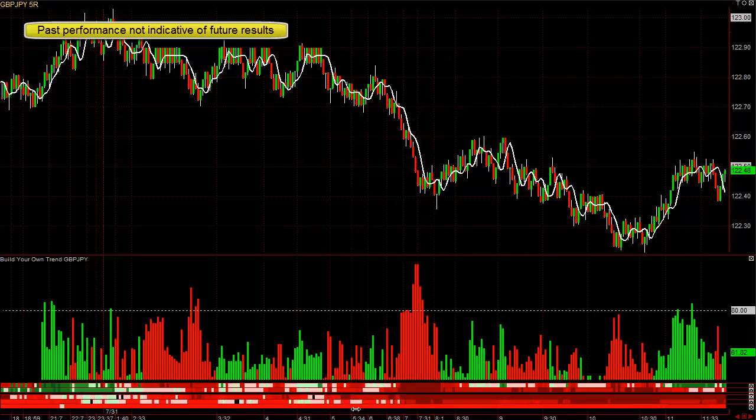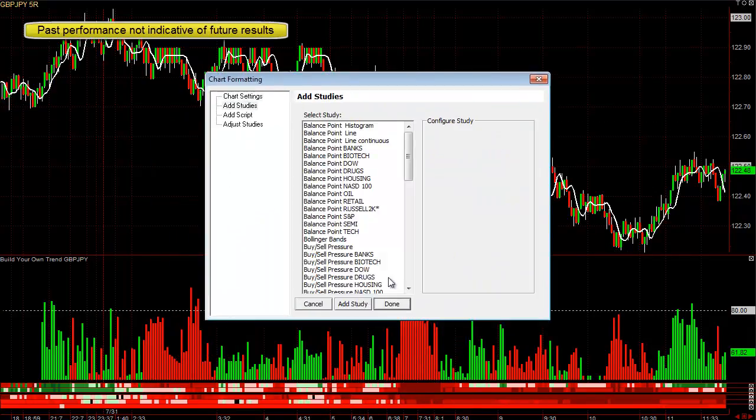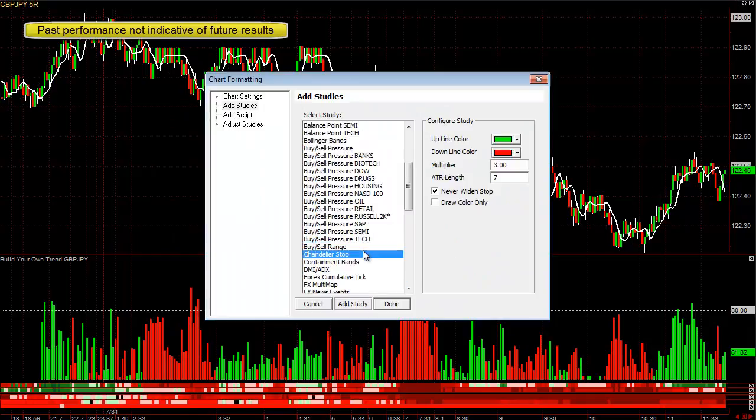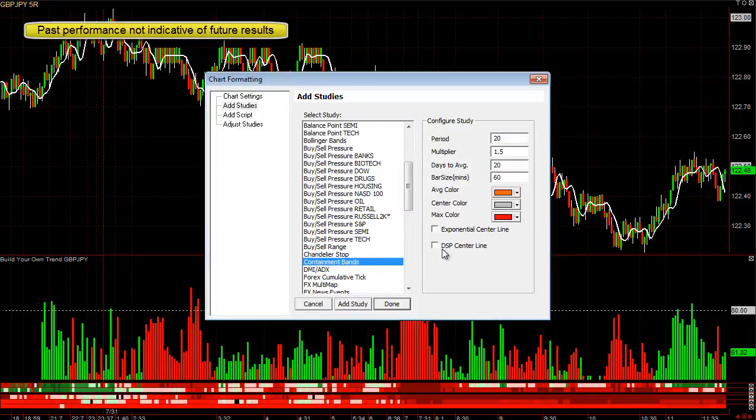Another new tool that we're about to release, and it's an enhancement actually to our existing containment bands, and scalpers are going to love this. We have the digital signal processing in our containment bands. This goes back over the last 20 days, and it finds the maximum volatility. You can use a 5-minute digital signal processing center line and then draw on these extreme bands.